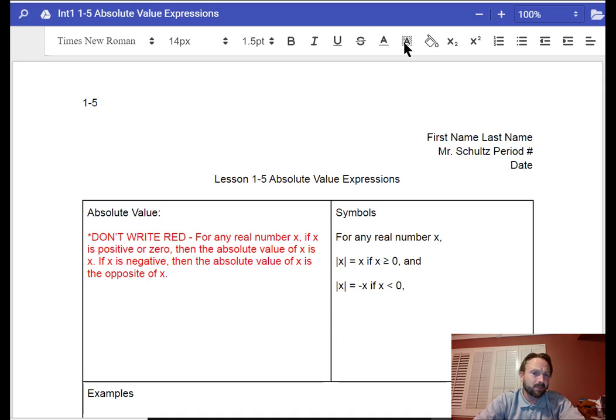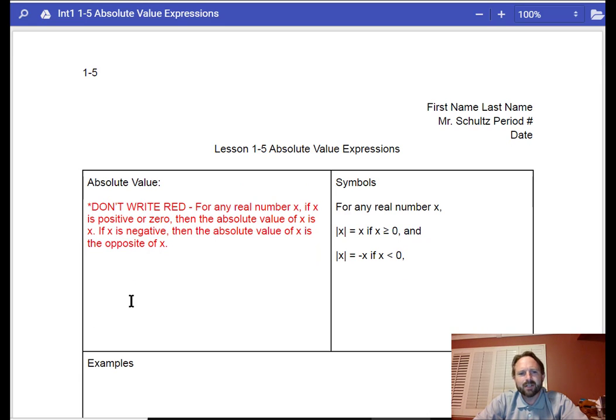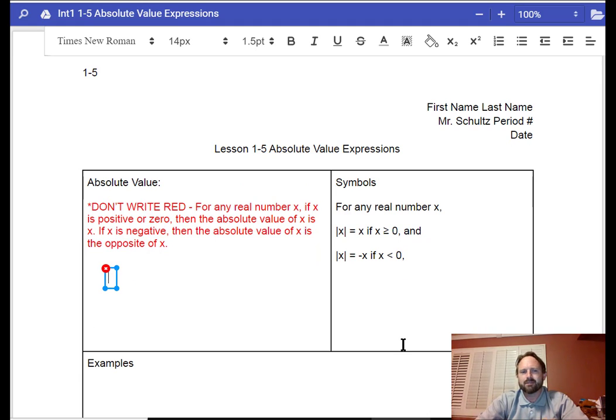Alright, so don't write this red part. For any real number x, if x is positive or 0, the absolute value of x is x. If x is negative, then the absolute value of x is the opposite of x. Seriously? Forget that. Absolute value literally means, it doesn't literally mean this.